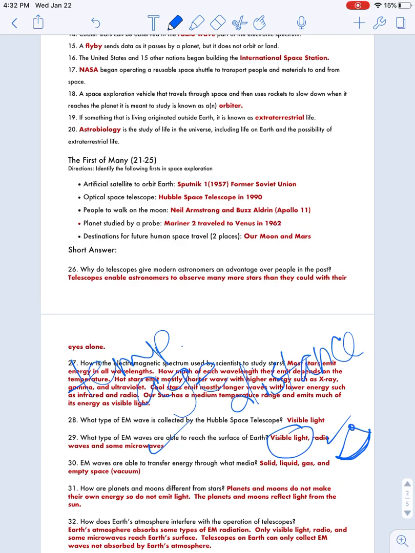30, electromagnetic waves are able to transfer energy through what media, which is plural of medium. They can go through solid, liquid, gases, and the vacuum of empty space. Planets and moons are different than stars because planets and moons do not make their own energy. They do not emit their own light. Stars do. We only see planets and moons because they are reflecting the light that these stars emit.